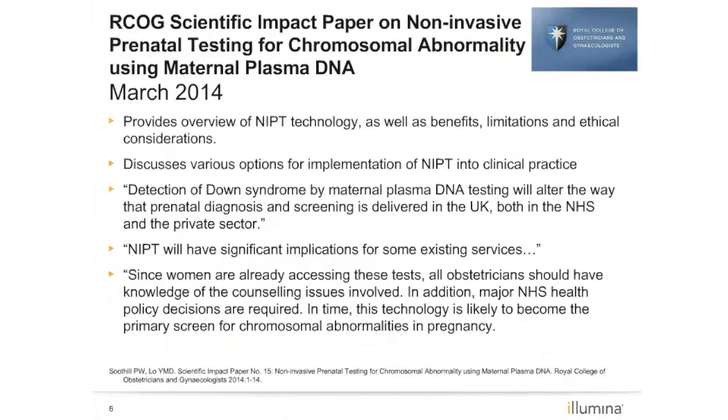The Royal College of Obstetricians and Gynecologists published their scientific impact paper on NIPT in 2014. This paper addresses the benefits, limitations, and ethical considerations of NIPT, as well as various options for how NIPT can be implemented into clinical practice. This paper states that detection of Down syndrome by maternal plasma DNA testing will alter the way prenatal diagnosis and screening is delivered in the UK. Lastly, this paper acknowledges the potential impact NIPT has on prenatal aneuploidy screening and that obstetricians need to be aware of all counseling issues.